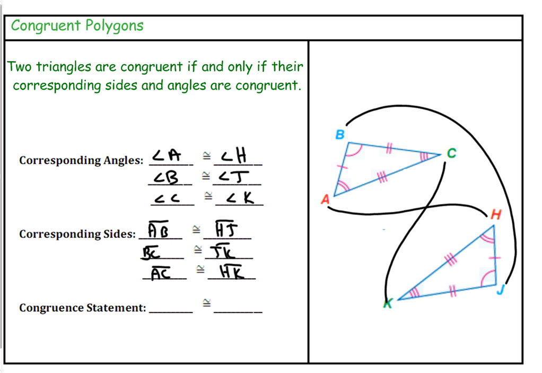Please notice how my points always match up, okay? A corresponds to H up here, so A corresponds to H every time I use it down here. B corresponds to J, so that matches up. C to K, that matches up.